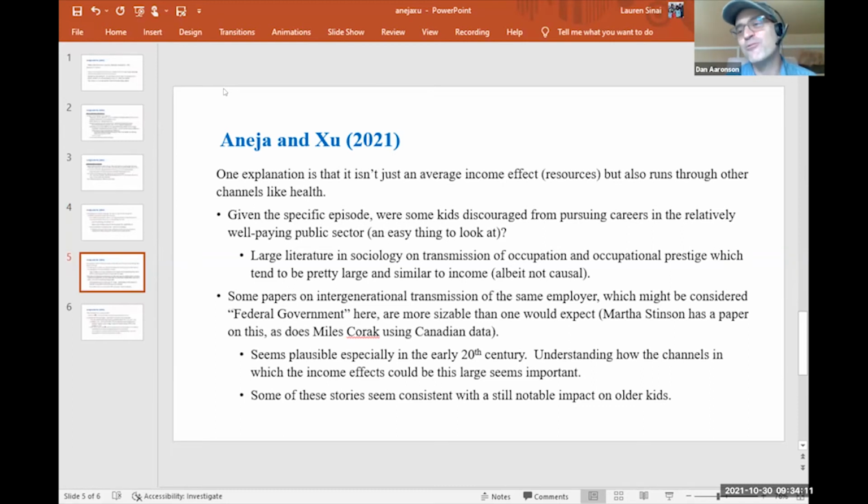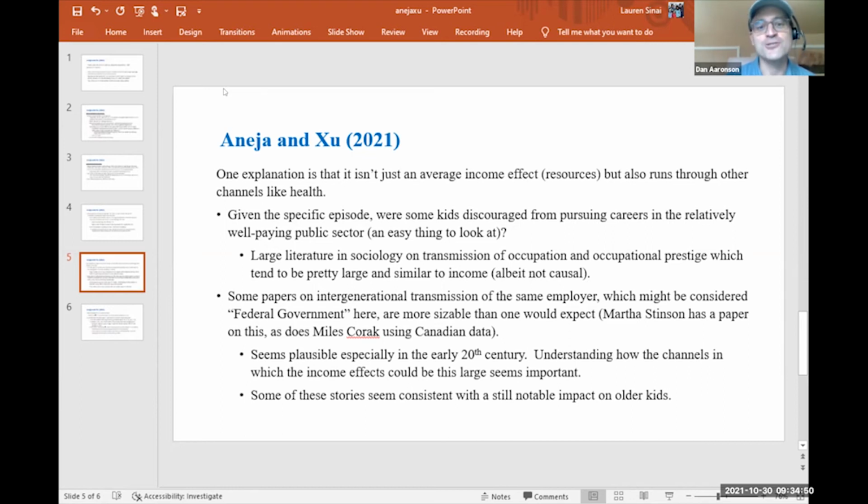One kind of throwaway thing that I could say is there are probably a lot of different channels in which this is happening. For example, there's a lot of evidence nowadays that growing up in tough circumstances affects your health, in particular your mental health. These are things you wouldn't be able to measure in old data, but they can potentially rationalize big effects. But in this specific episode, I would think about intergenerational effects on industry choice, for example.